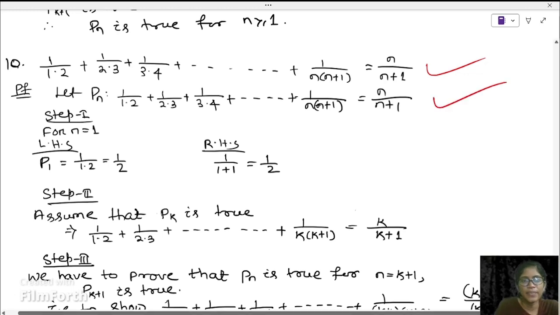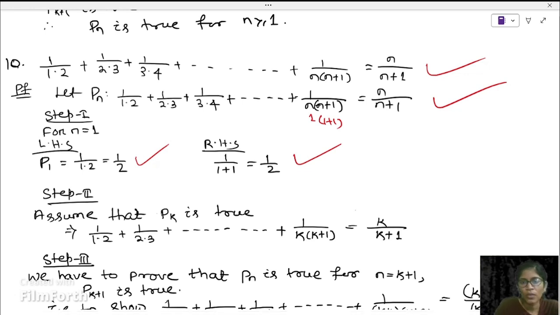Okay. Left hand side 1 by 1 into 2, that means here in place of n we will put 1. n equal to 1, that means 1 into 1 plus 1, which equal to 1 by 1 into 2, 1 by 2. Right hand side putting n equal to 1, 1 by 1 plus 1, 1 by 2. Assume that Pk is true, which equal to up to 1 by k into k plus 1 is equal to this.